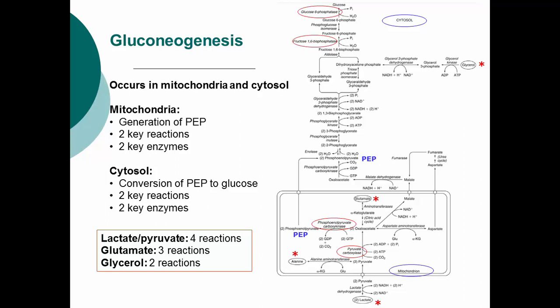So just try to remember the different precursors and the different gluconeogenic pathways they use. And the amino acid glutamate is also involved with the TCA cycle for gluconeogenesis.